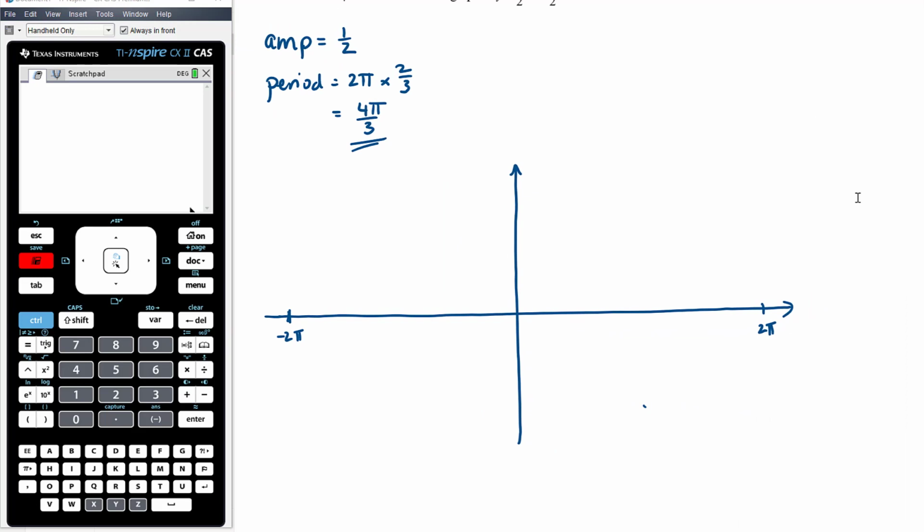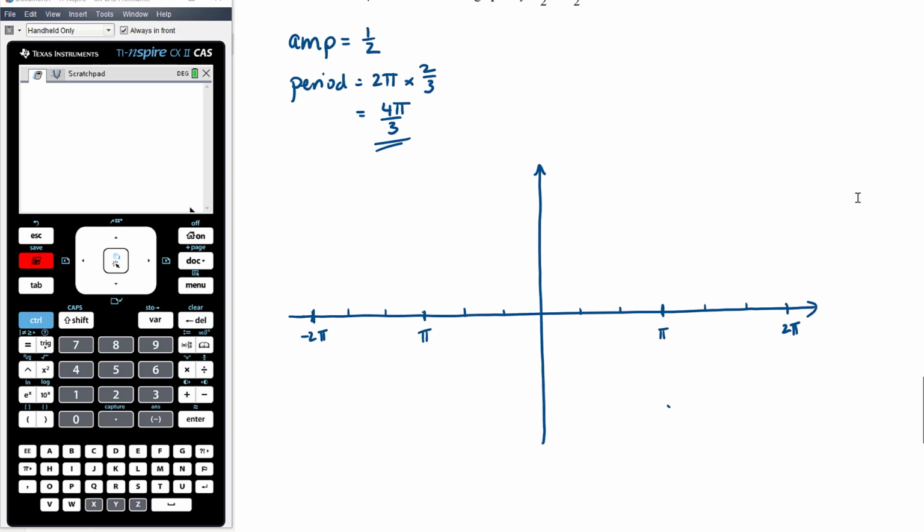So let's first of all at least mark in pi, so halfway of each of those, that's pi. And then we're going to need thirds to help us with this particular period, so let's divide each of these regions into 3. I'm not going to label them all just yet, but each of those is worth pi over 3. Okay, great. So that scale is going to enable us to draw the graph.